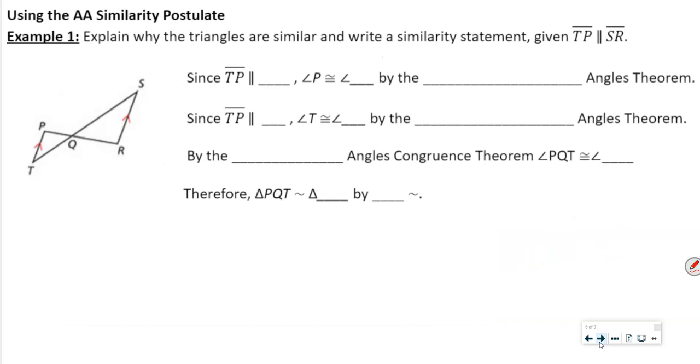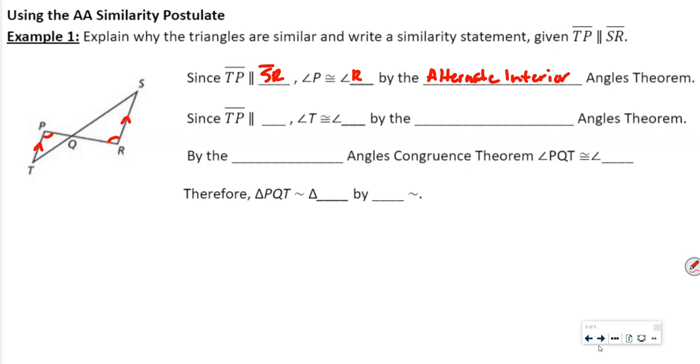So using the angle-angle similarity postulate, we're going to explain why the triangles are similar and write a similarity statement, given that TP is parallel with SR. So notice we have that TP over here is parallel with SR. Since TP is parallel with SR, angle P up here is going to be congruent with what angle? Angle R. And why? Because they're alternate interior angles, aren't they? So we're going to say alternate interior angles theorem, right? That's why they're congruent.